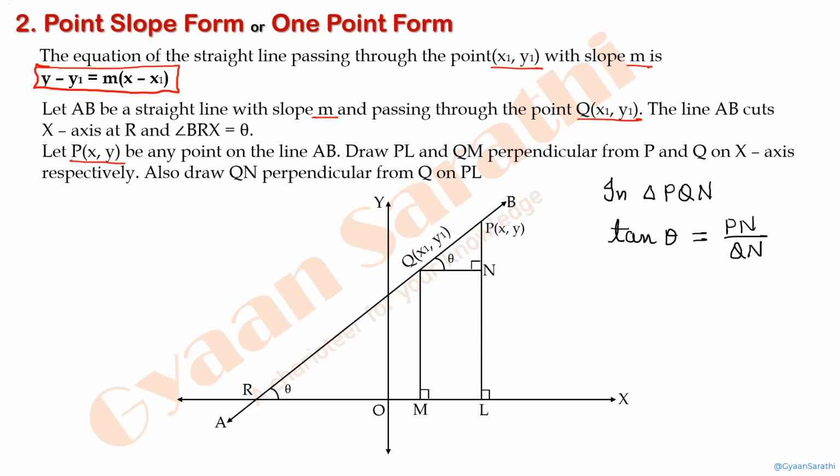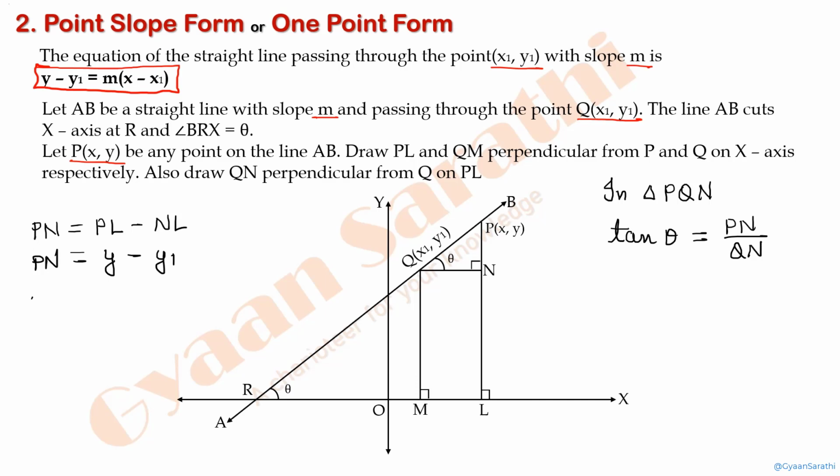Okay. Now let us find what is Pn. So Pn is equal to PL minus NL. And PL is equal to Y and NL is equal to QM and QM is equal to Y1. So this becomes Y minus Y1. Pn is equal to Y minus Y1.